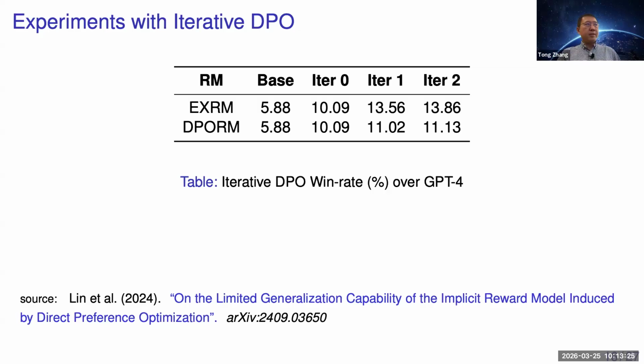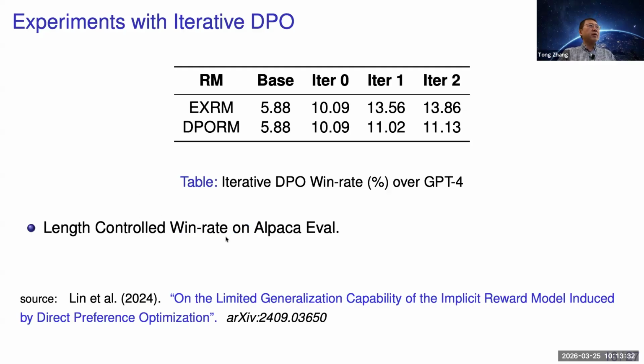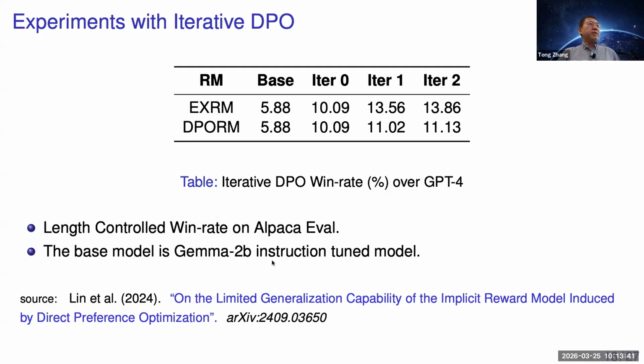The last point mentioned is length control, because usually they prefer longer responses. Humans also prefer longer responses; they seem to be more serious. That's why you need to control the length. And the base model is a very small model, a 2B model. GPT-4 is certainly a very big model, right? So that's why its win rate is small. But anyway, that's about it.